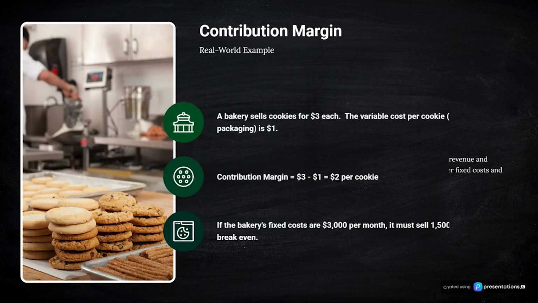For example, a bakery sells cookies for $3 each, with variable costs of $1. If the fixed costs are $3,000 per month, the bakery must sell 1,500 cookies to cover costs. Understanding contribution margins helps businesses determine pricing and profitability goals.